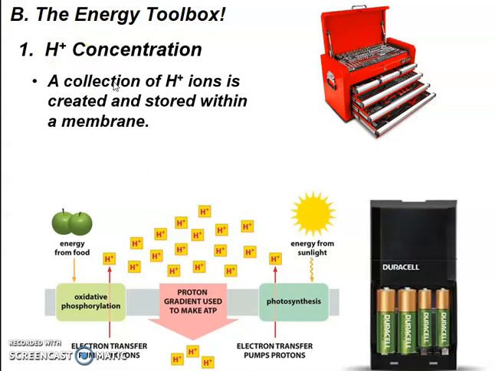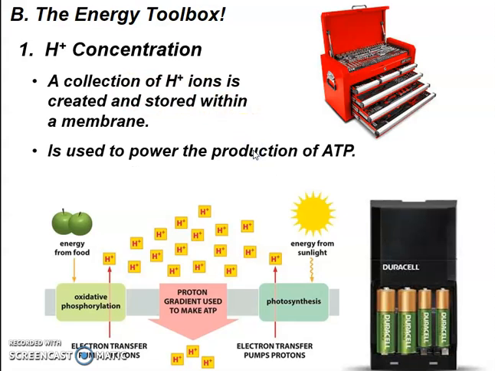Now, a hydrogen ion concentration is literally a collection of hydrogen ions that is created by the process of either photosynthesis or cell respiration and then stored within the membrane. That stored hydrogen ion concentration is later used to produce that main energy source that we've already discussed this year so far, and that is ATP, which stands for adenosine triphosphate. That's the fully charged battery, the ATP that all our cells want to use.